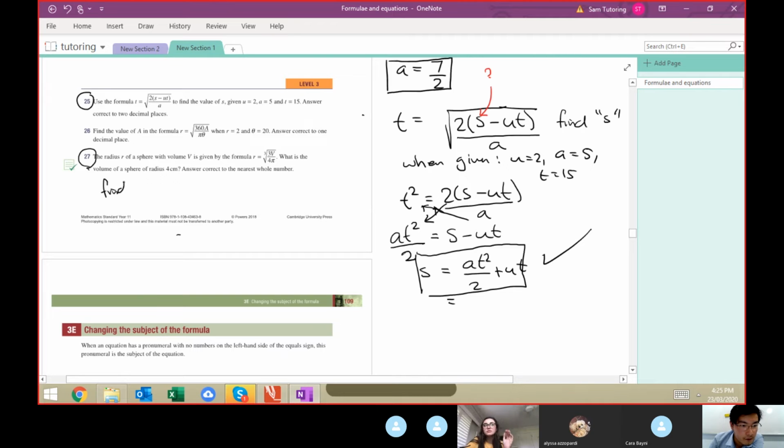So find volume, capital V, if radius is equal to the cube root of 3 times volume over 4 pi, where radius is equal to 4 centimeters. How do we find the letter V? Any encouraging answers? Anyone brave enough to do this?